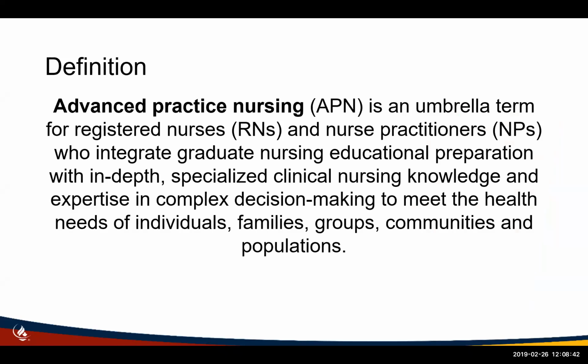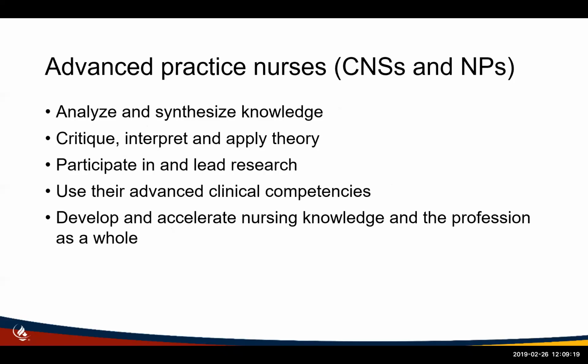So the definition has slightly changed to advanced practice nursing. It remains an umbrella term for registered nurses and nurse practitioners who integrate graduate nursing educational preparation with in-depth specialized clinical nursing knowledge and expertise in complex decision making to meet the needs of individuals, families, groups, communities, and populations. So there are some slight changes in the revised definition, and it encompasses the two roles that we have in Canada. And we have advanced practice nurses who are called CNSs, and nurse practitioners.